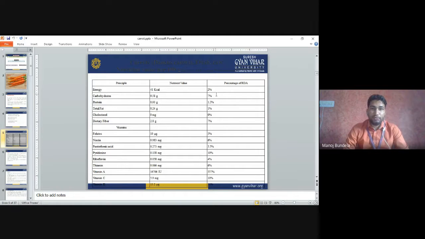As I already told you, carrot is consumed raw or cooked. Now the nutritional value of carrot: energy 41 kilocalories, carbohydrates 9.58 grams, protein 0.93 grams, total fat 0.24 grams, cholesterol 0 milligrams, dietary fiber 2.8 grams.